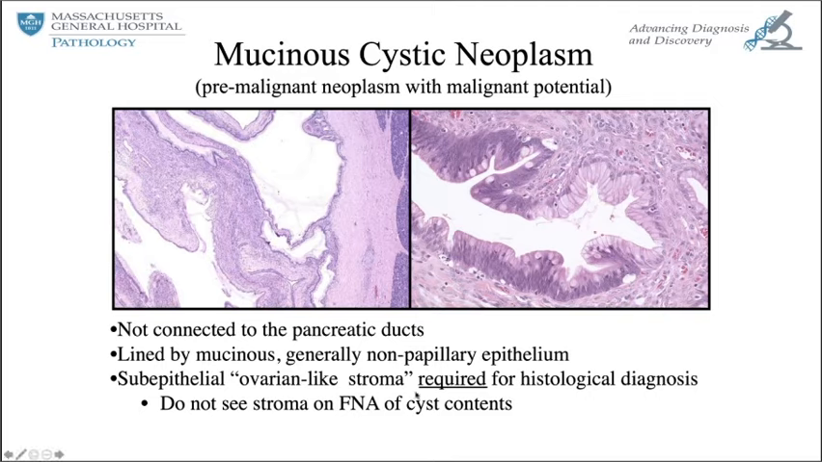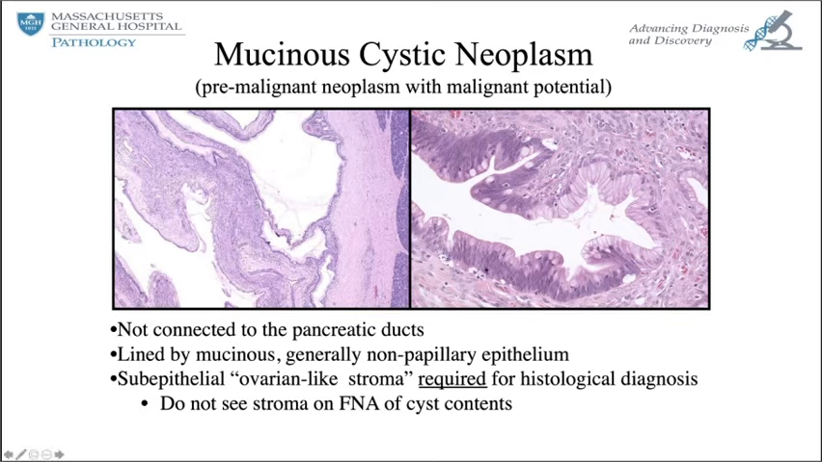Now, on histology, the key feature is this subepithelial ovarian type stroma. It's required to make a diagnosis on histology of a mucinous cystic neoplasm. Of course, we do not see this stroma in the typical FNA of a mucinous cystic neoplasm. So unless you're using some type of spy bite biopsy or microforceps biopsy that can grab a piece of the wall that contains some of this ovarian type stroma, you're not going to be able to make a specific diagnosis of a mucinous cystic neoplasm.